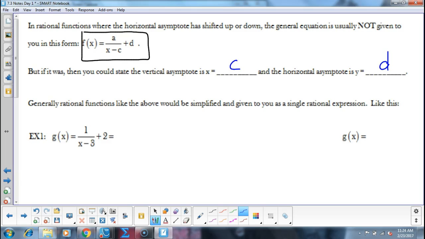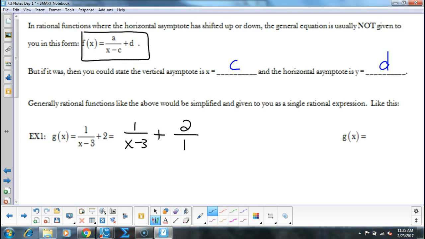But unfortunately, we don't live in a utopian society. Mainly because those kinds of functions aren't the easiest to get along with. We can't do a lot of stuff with them that we want to do. So we write them as a combined type of function. What we're basically doing is taking 1 over x minus 3 and adding it to 2 over 1. Now, if I want to add or subtract fractions, what do I have to do?